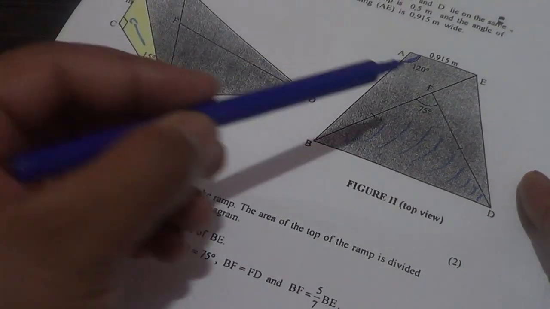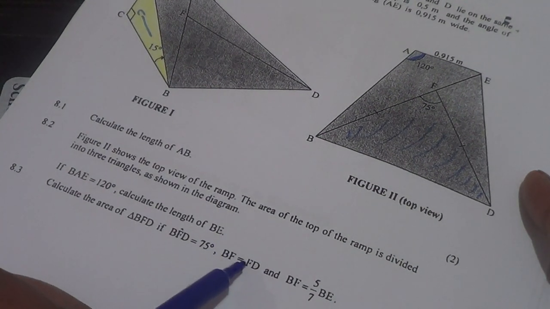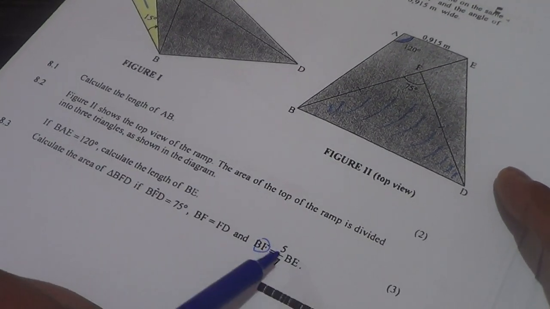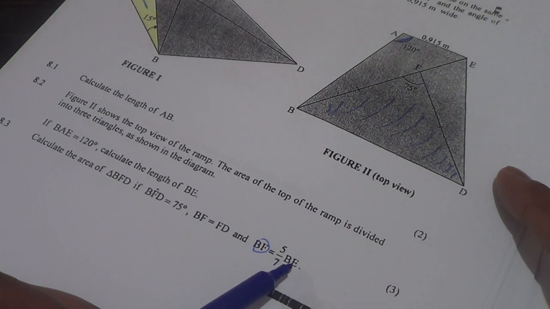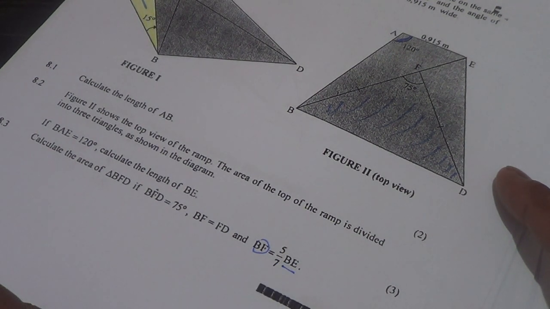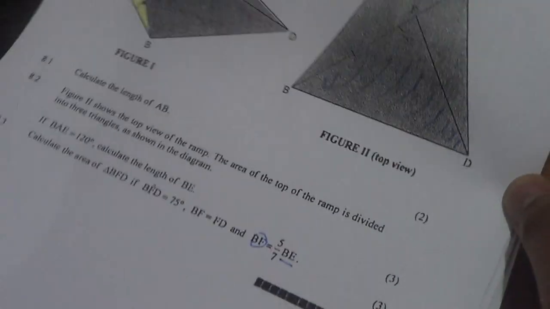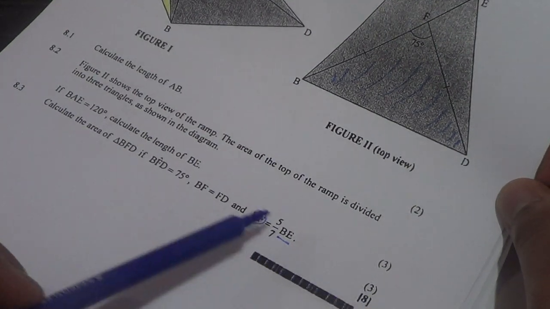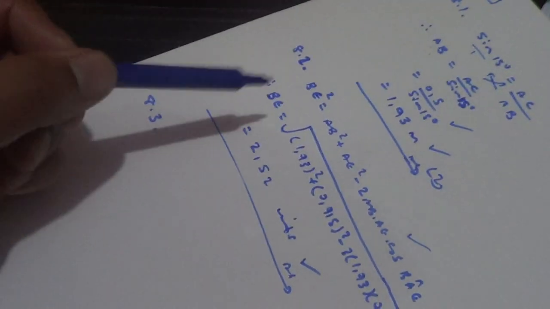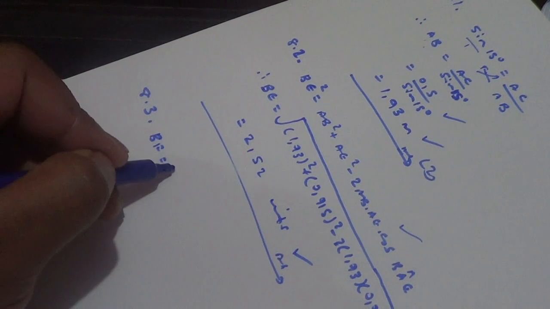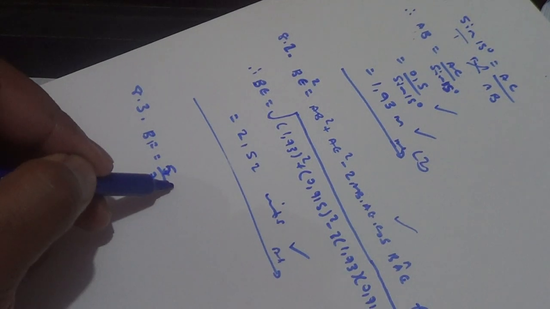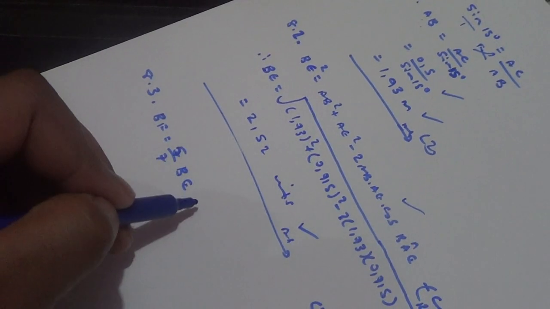In BFD, they're giving us the angle, and BF equals FD, of course, an isosceles triangle, but they're telling us that BF equals 5 over 7 of BE, which we just calculated above. So this is fine, because if we can use this to find BF, we just use our area rule. So this is the simplest question ever. So let's just find BF. We know that BF is equal to 5 over 7 BE. This is given.